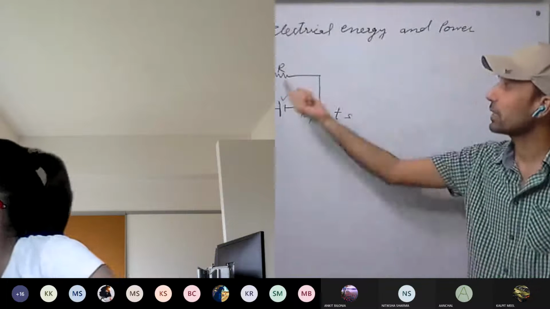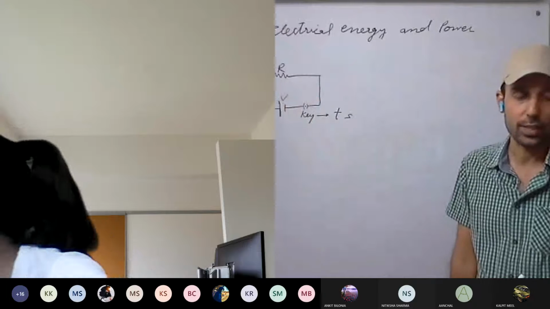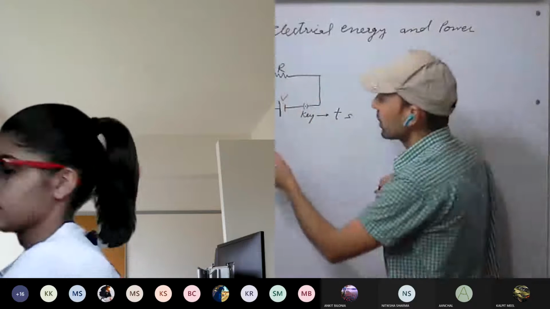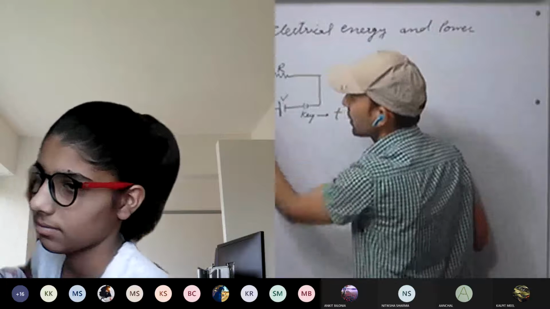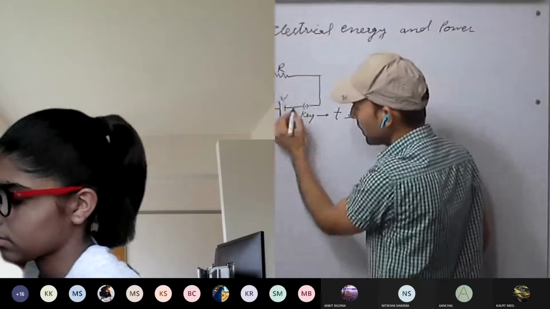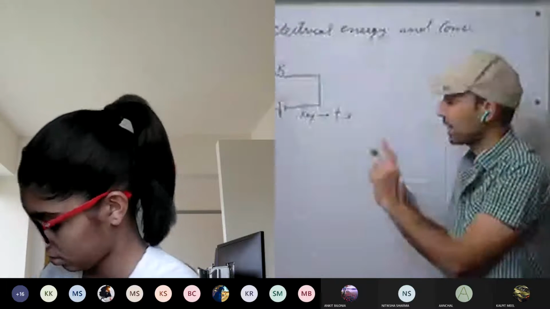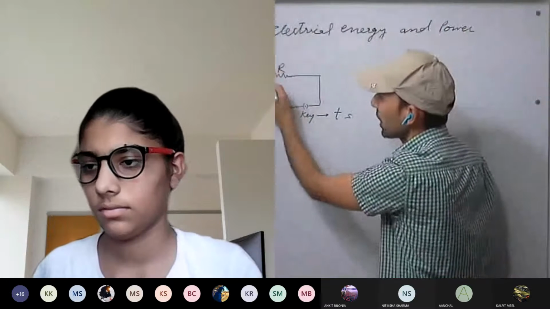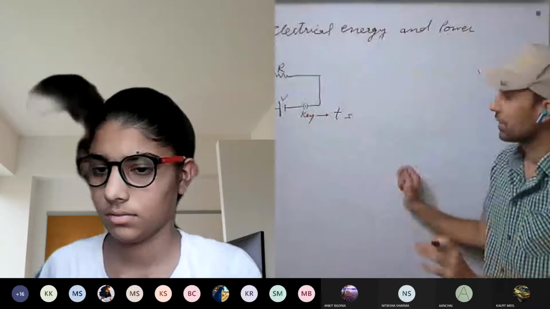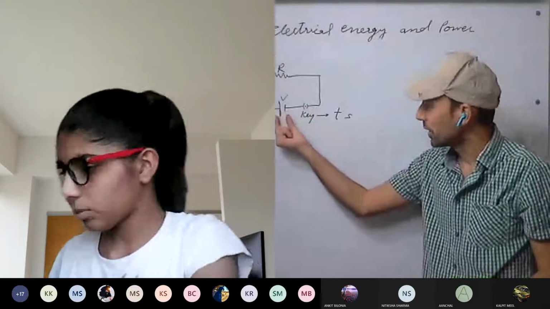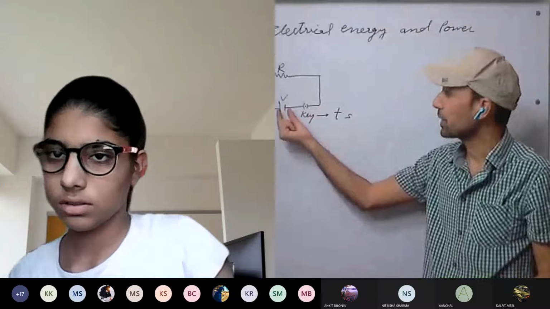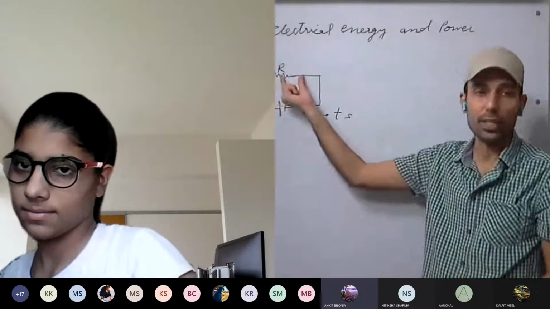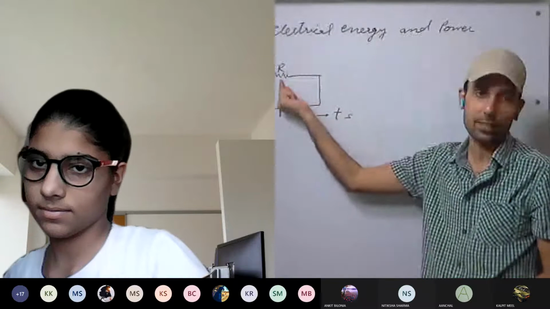Now we have to measure the electrical energy. This energy will be supplied from this cell, and this energy will be the same as the amount of work done on this resistor. This energy supplied from the cell will be the same as the amount of work done on this resistance.